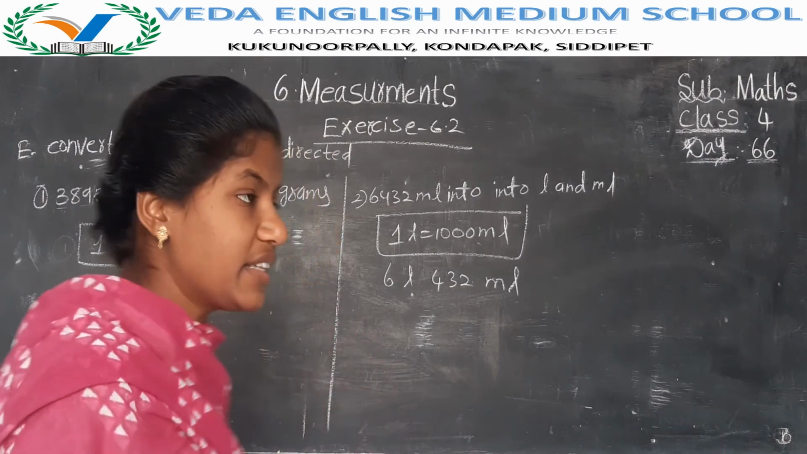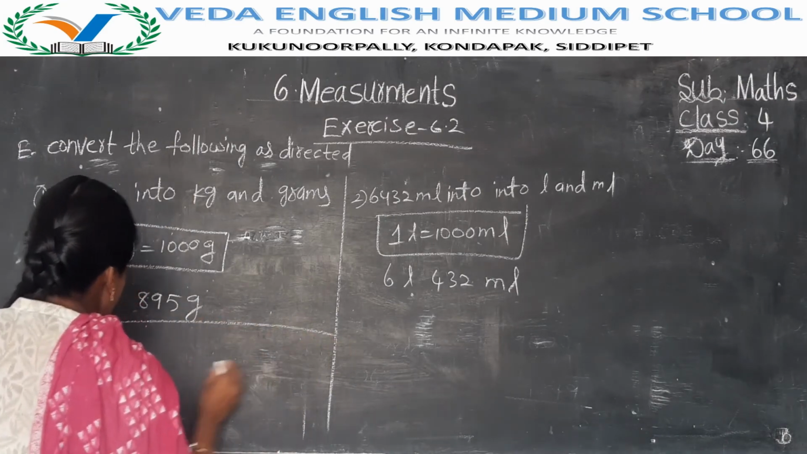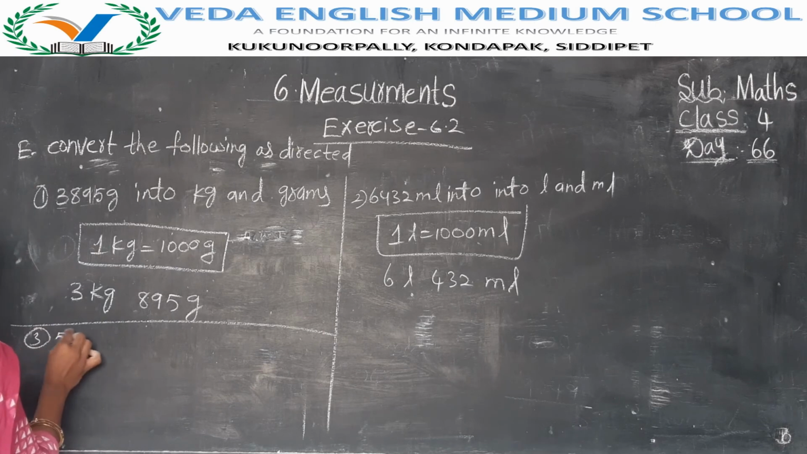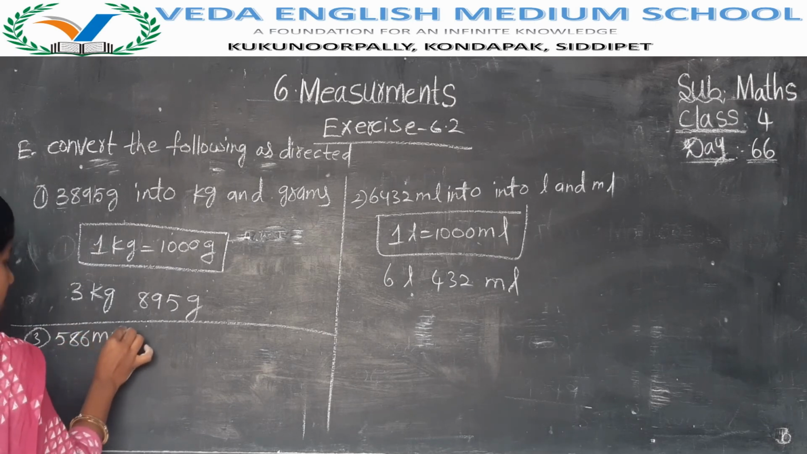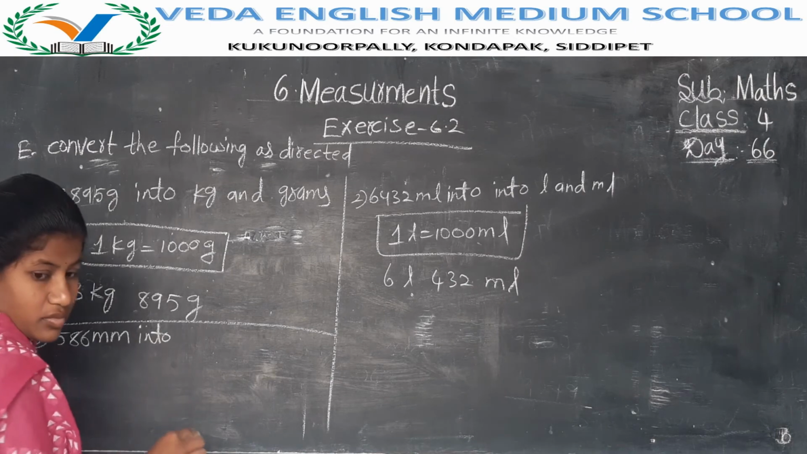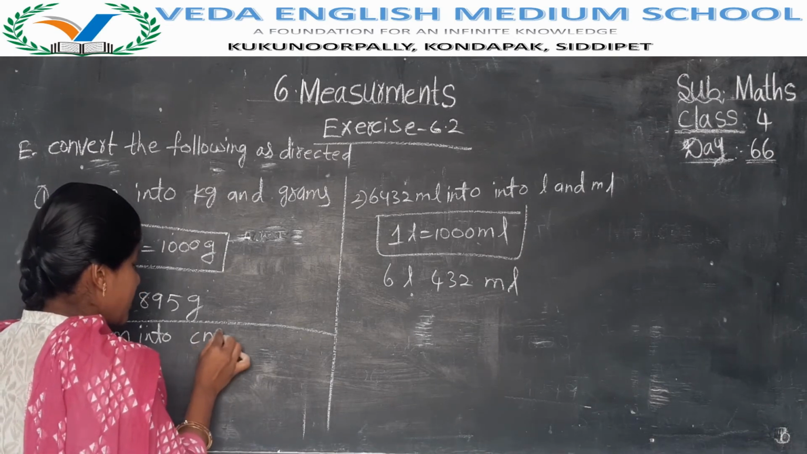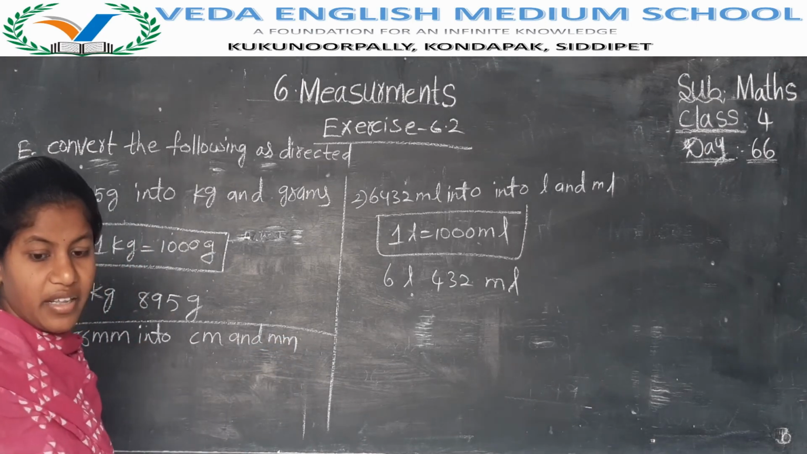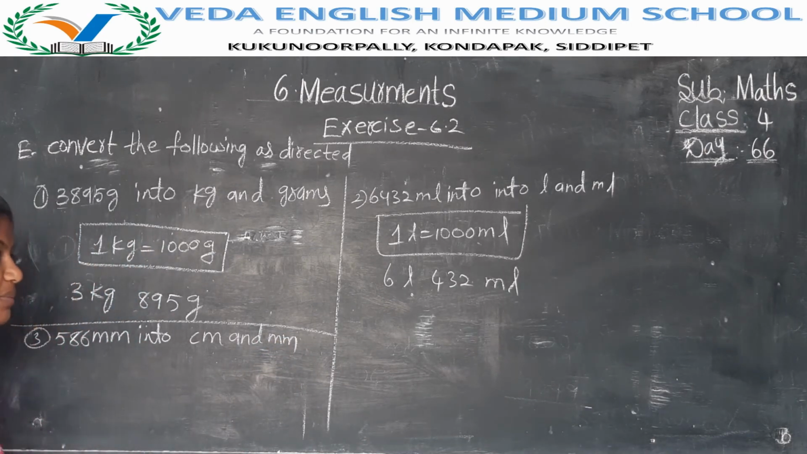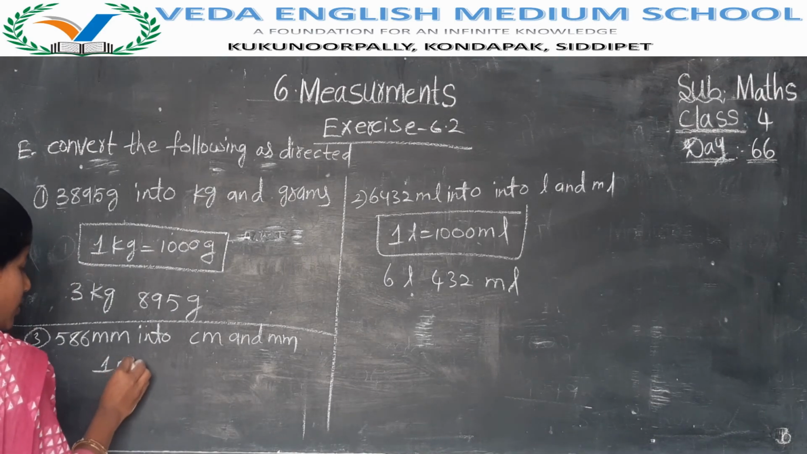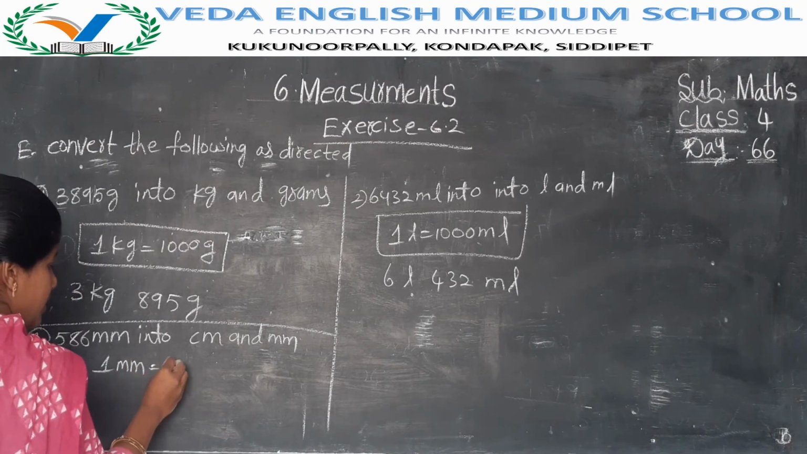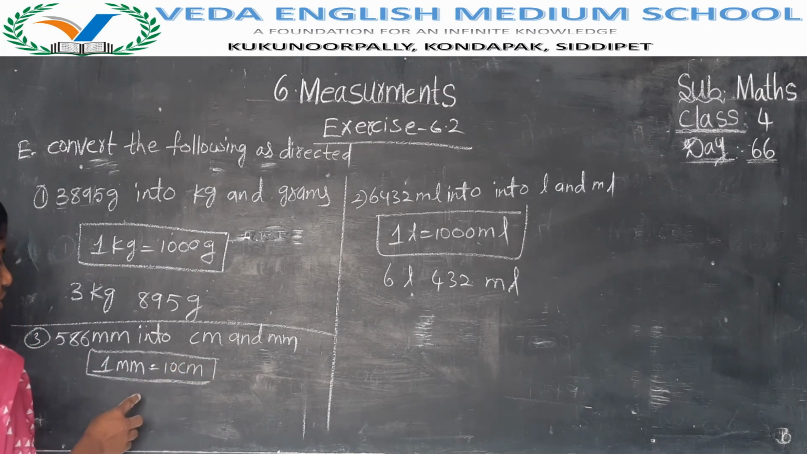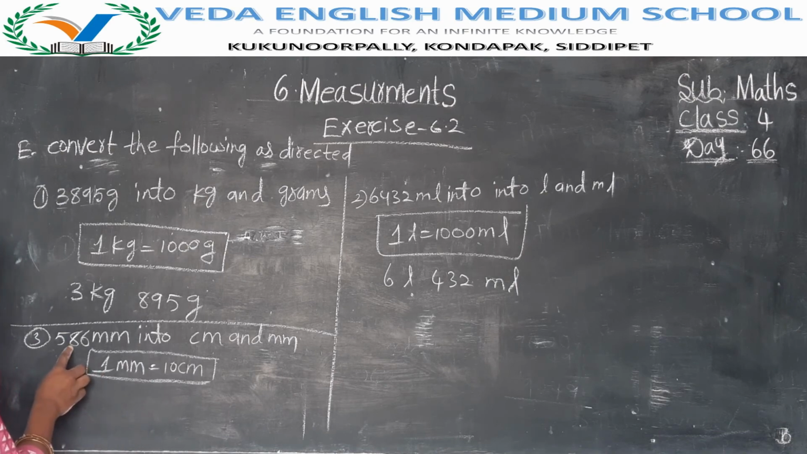Then the third question: 586 millimeters into centimeters and millimeters. So you have to say directly. Already we have learned the relation between millimeters and centimeters. Based on that, it is 58 centimeters and 6 millimeters.